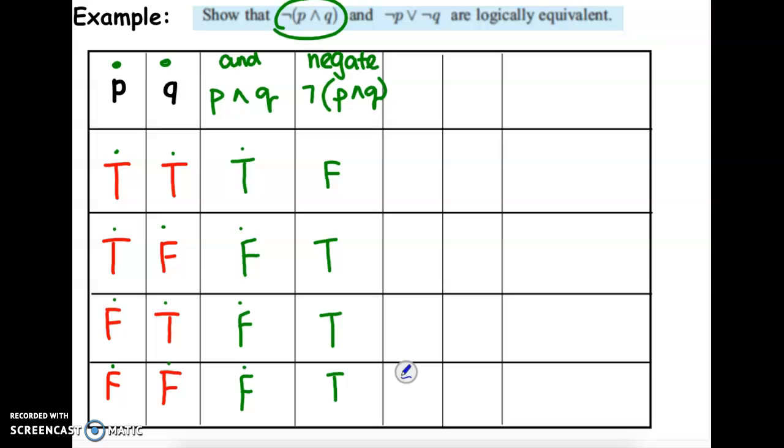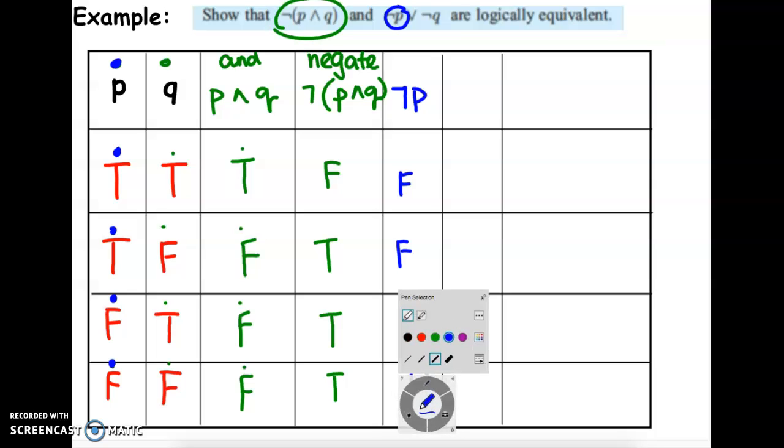Now I'm going to come over to my second set of symbols. And we have a not P. So I go to my first column, and we're going to negate them. So opposite of true is false. Opposite of true is false. Opposite of false is true. Opposite of false is true.